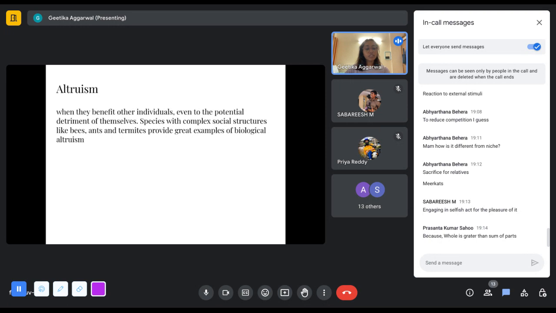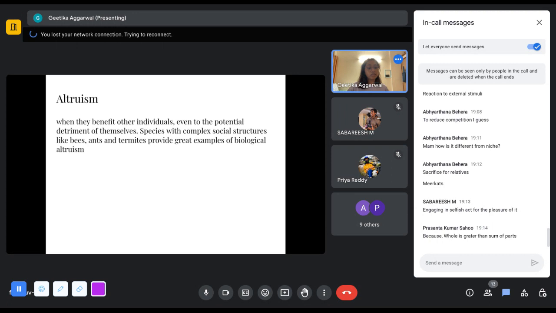Yeah, okay. Whole is greater than the sum of parts. Yes, that is emergent property. But how is that applying here? Can you please elaborate on your answer, Prasanta?